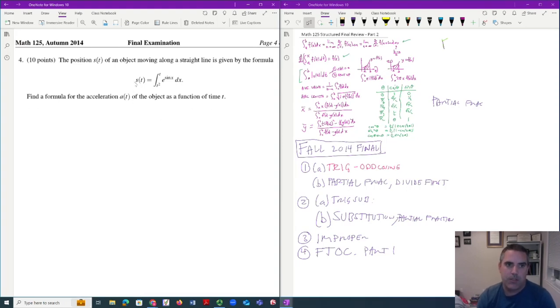Okay, so this is position. It wants acceleration. So it wants us to take two derivatives. But the real interesting thing about this is that the first derivative is going to require the fundamental theorem of calculus. If you remember when we talked about this, I don't know why I can't write an S. S prime is the velocity.